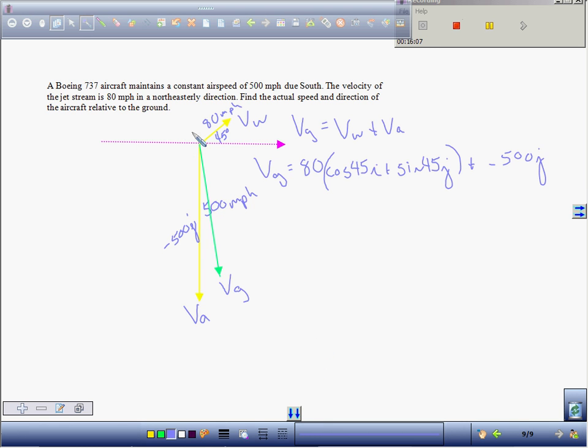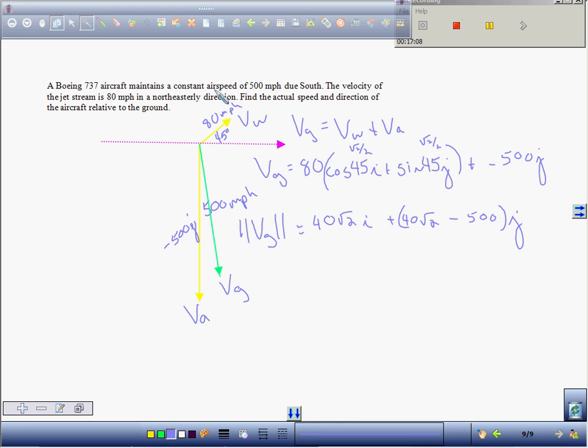Okay? Now, in order to figure out how fast he's going, I have to figure out the magnitude of this vector. And the way I do the magnitude is taking the square root of a squared plus b squared. Okay? So the cosine of 45, that's root of 2 over 2. And sine of 45 is also root of 2 over 2. So when I multiply this through, I get 40 root of 2 in the I direction plus 40 root of 2 minus 500 in the J, that's VG.